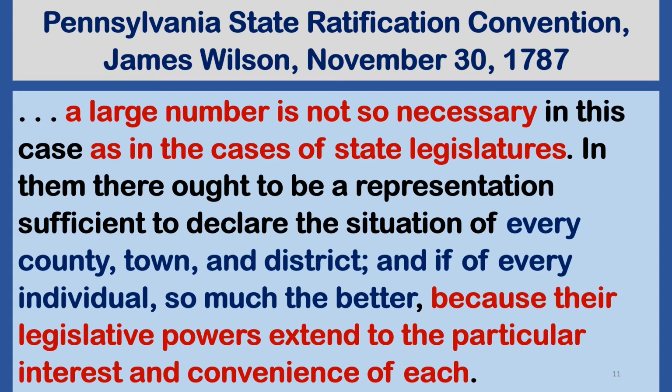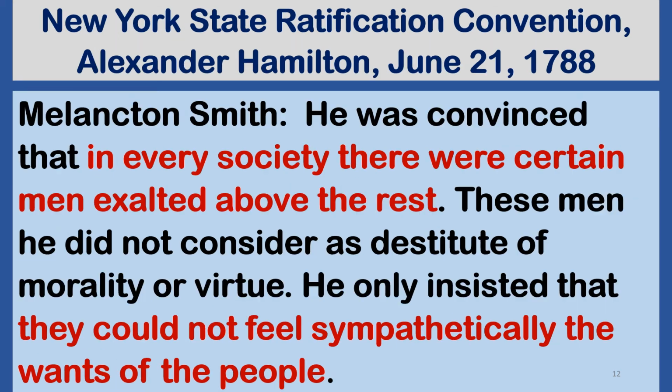Same point he's making, that a large number is not so necessary as in the cases of the state legislatures, and he's acknowledging that when you deal with local interests, you should have representation down to every county, town, and district. And the point being made is, if you now look at the Dormant Commerce Clause and its effect, there should have been a drastic increase of representation in the federal system to account for it reaching its finger into local interests.